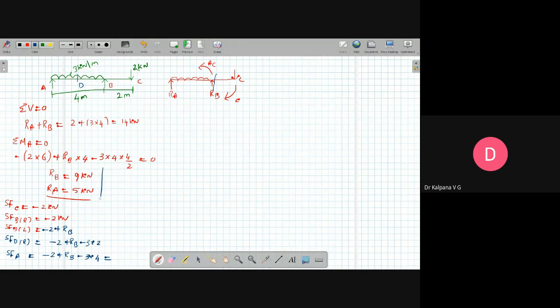Bending moment. Moment at C: what about moment at C? It is 0, since it is a free end. Moment at B is 2 into 2, plus or minus? It is hogging, so minus, an anti-clockwise moment. And moment at A is obviously 0, right? So where the bending moment changes its sign and where the maximum bending moment occurs, everything is to be calculated after drawing the shear force diagram. So I can draw the shear force diagram now.